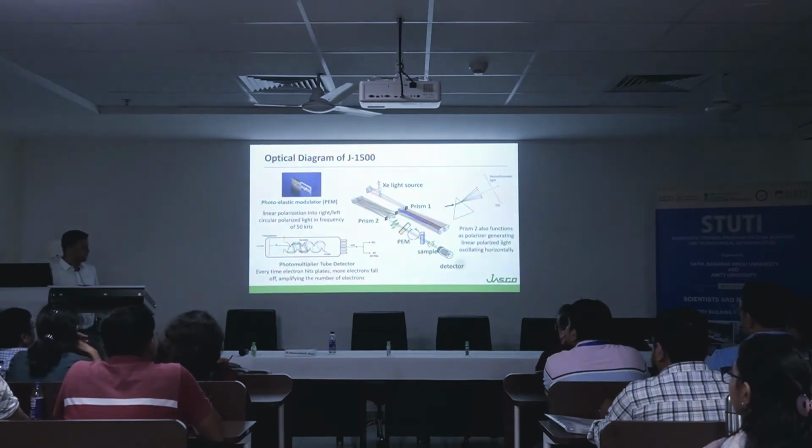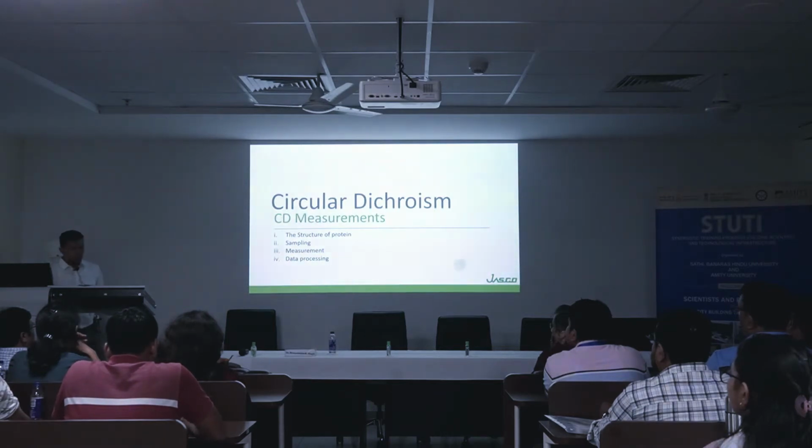So this is basically the design. Sir has explained this very well. This is the light source. This is the photoelastic modulator, where your light is converted into polarized light. This is the photomultiplier tubes.